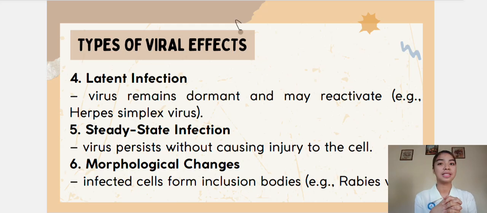Number 5, we have steady state infection. The virus persists without causing injury to the cell. Number 6, we have morphological changes. Infected cells form inclusion bodies. A given example here is the rabies virus. Morphological changes show visible changes on the cell. That is what it means.